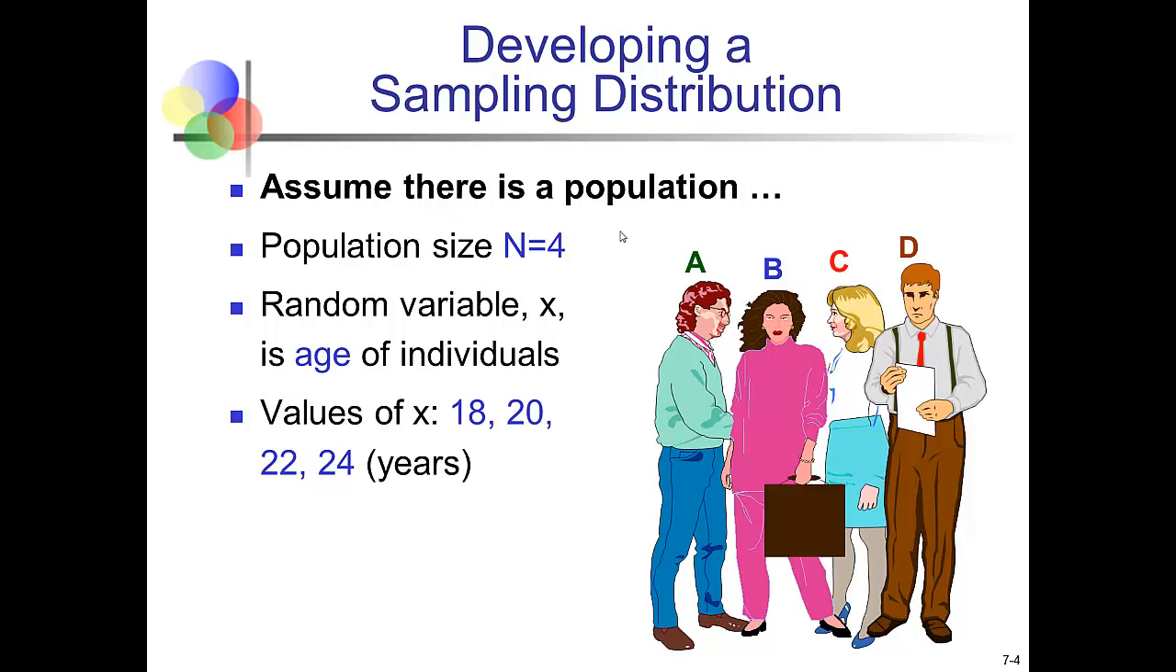Assume that there's this population of only 4 people: Mr. Cheesy, Hot Pink, the Blonde Gal, and Mr. Frumpy Pants. Suppose the variable that we're interested in is age. So we know the values of the ages here. Mr. Cheesy's 18, Hot Pink is 20, the Blonde Gal's 22, and Mr. Frumpy Pants is 24 years old.